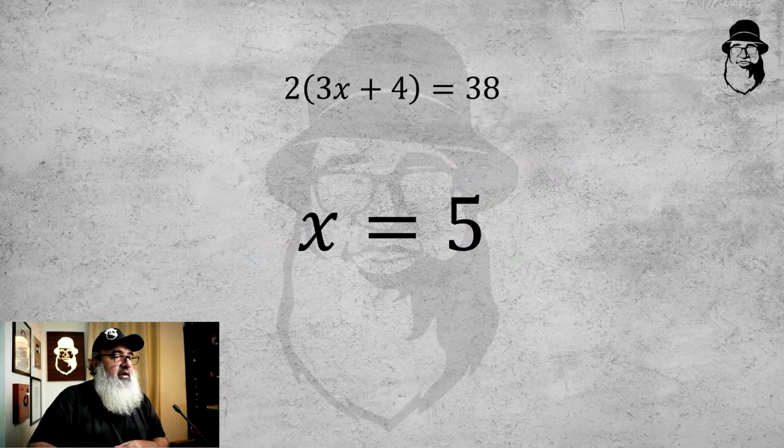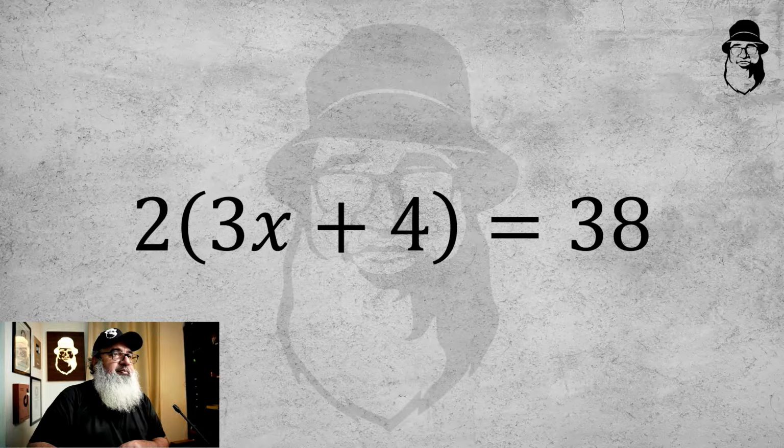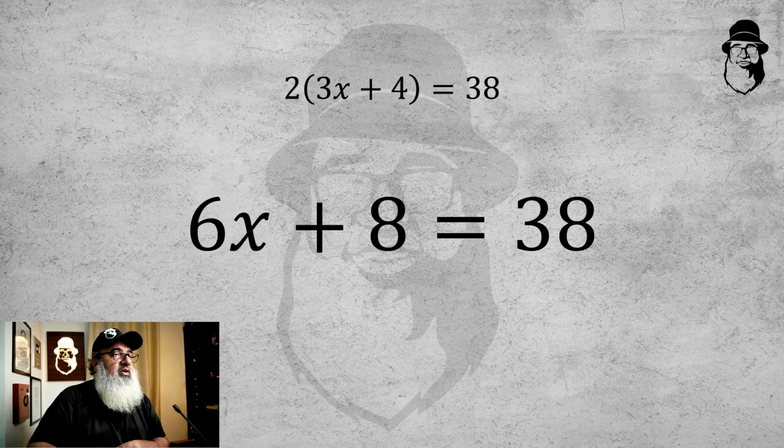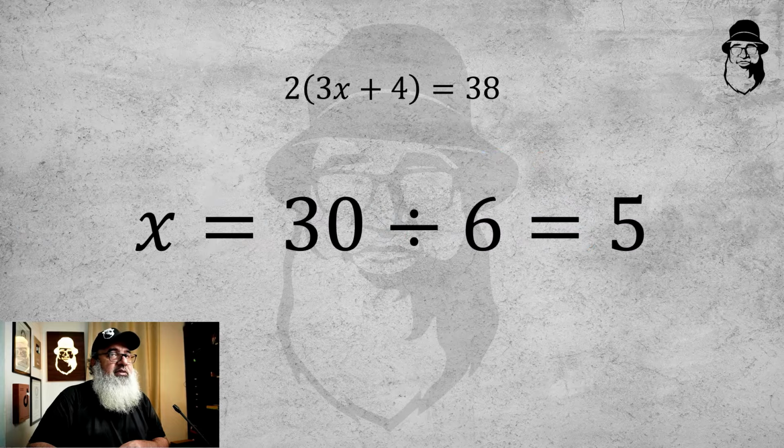So x is equal to 5. Another method we can do here is multiply the bracket first. If 2 times (3x plus 4) is equal to 38, then 6x plus 8 is equal to 38. Now this is a two-step equation, and so 38 minus 8 is equal to 30, and x is equal to 30 divided by 6, that is 5.